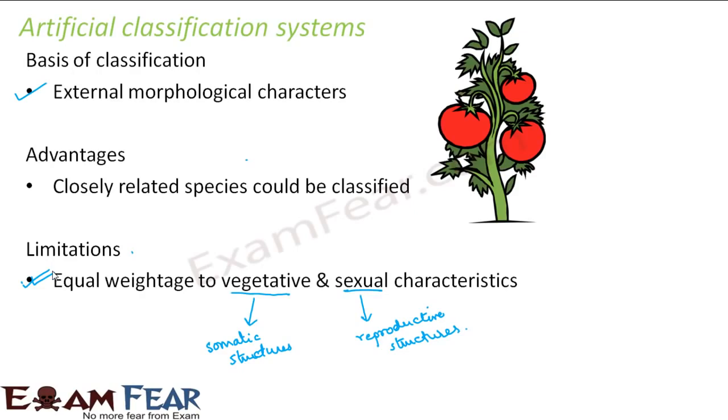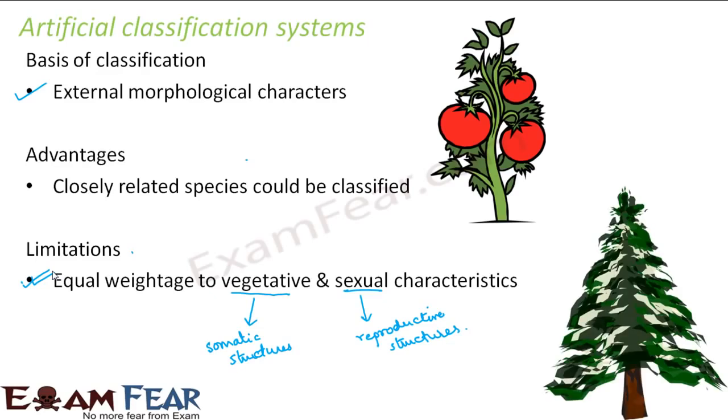So this was one important limitation, and because of this limitation, it was seen that many species which differed in their reproductive structures were still under the same group just because their somatic structures were similar. Just because they looked similar from outside, they were put into the same group, even though their internal structures or their reproductive process was completely different from the other type of plants. So this was a very important limitation of this artificial classification system.